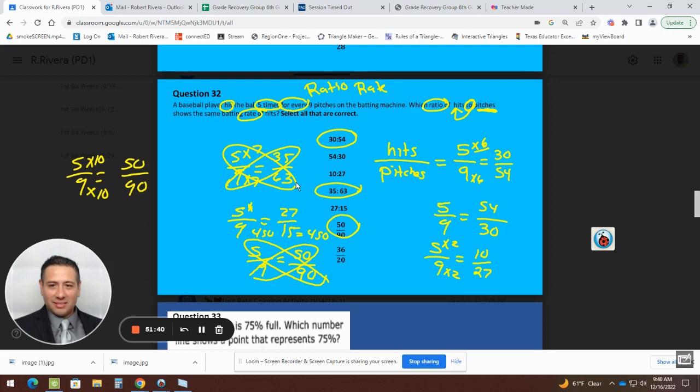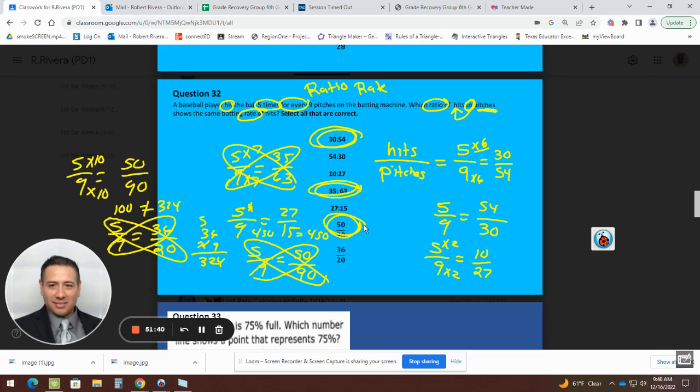I'm going to go over the one. Let me just do the last one. 5 to 9, 36 to 20. I'm going to do cross products on purpose again. 20 times 5 will be 100. 9 times what? 9 times 36, so 36 times 9. That's why cross products sometimes takes longer, because it's bigger numbers. That's 54. 27 plus 3, 32. So they're not equal, so that's not going to be one. So my answer is going to be that one, and that one.